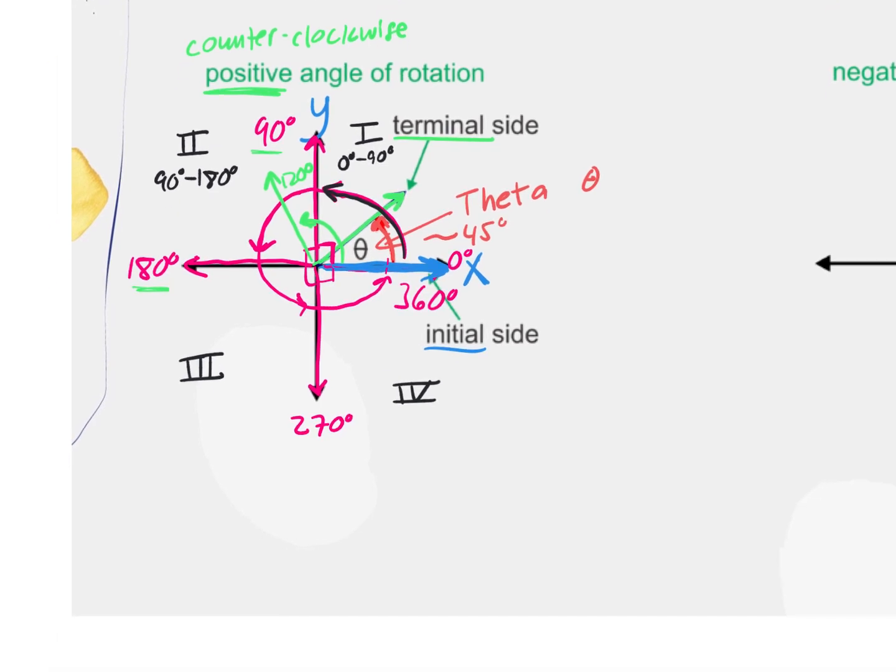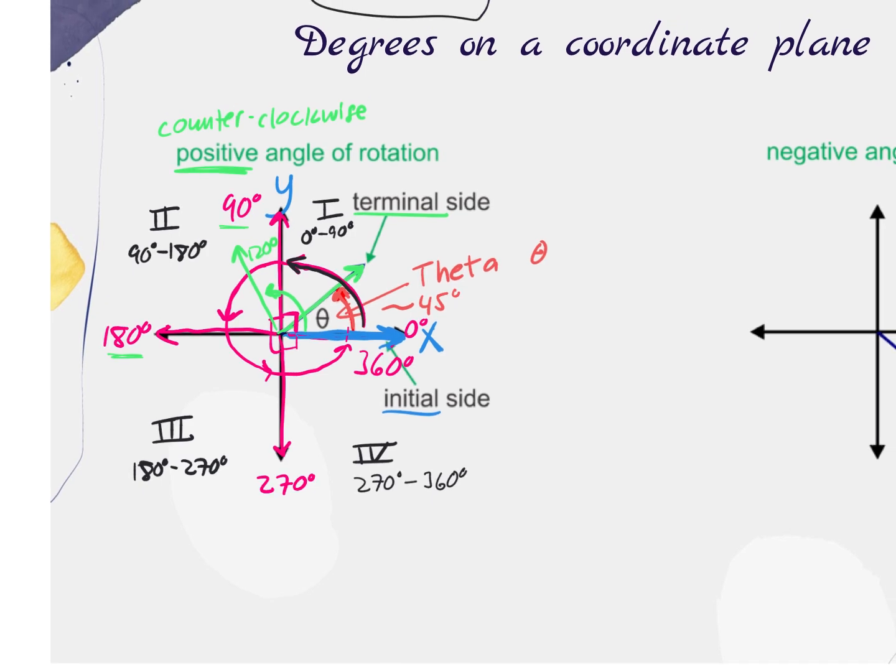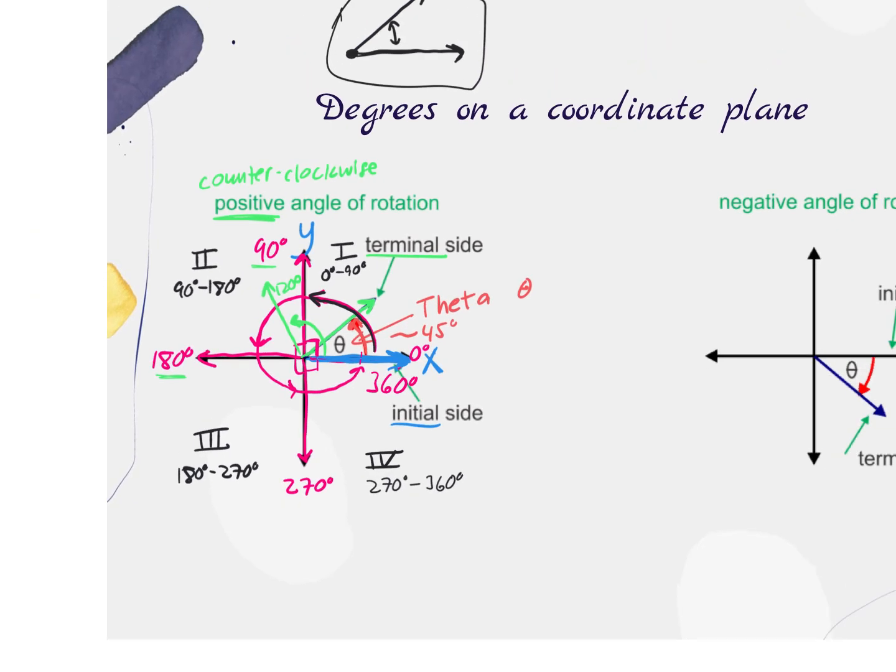And you can do the same thing with the rest of them. Between 180 degrees and 270 degrees, we have all these possible angle measurements that are in the third quadrant. And then same thing with the fourth quadrant. The fourth quadrant contains all of the angles between 270 and 360 degrees. So lots of important things to keep in mind.